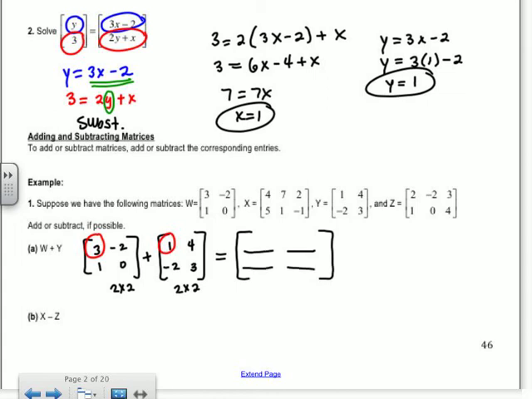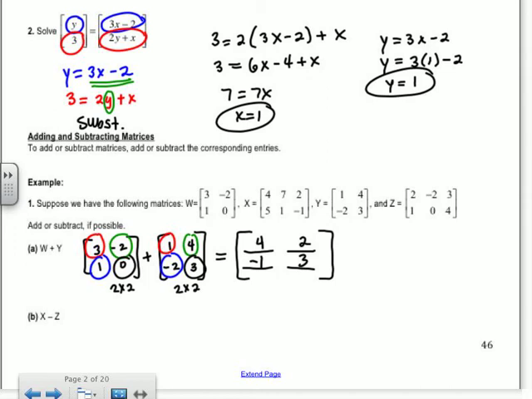It's real easy to see what this is going to be. Do you guys see that you just add the corresponding ones? You'd have 3 plus 1, so 4 here. I'd have -2 and 4, so -2 plus 4 is 2. 1 and -2, so I get -1. And then 0 and 3, so 3. That's your matrix: 4, 2, -1, 3.